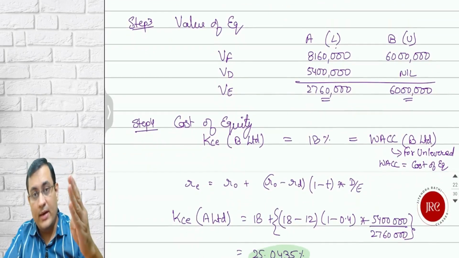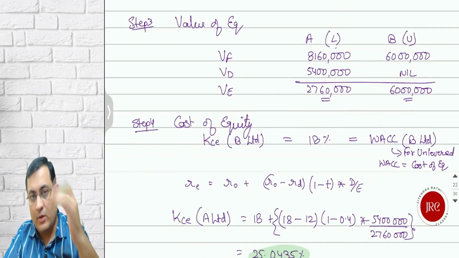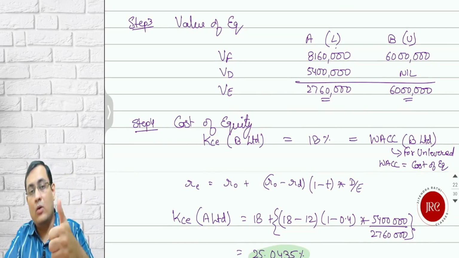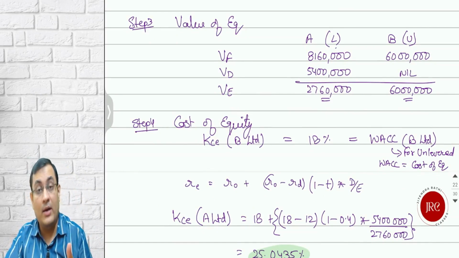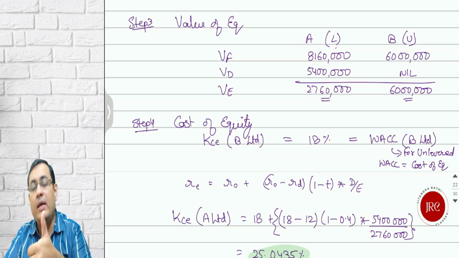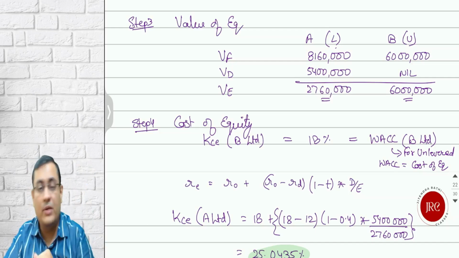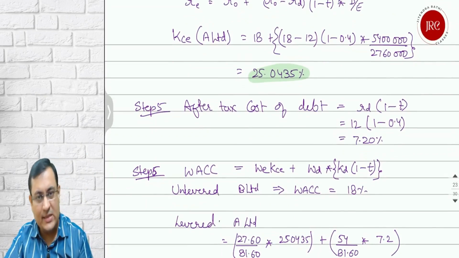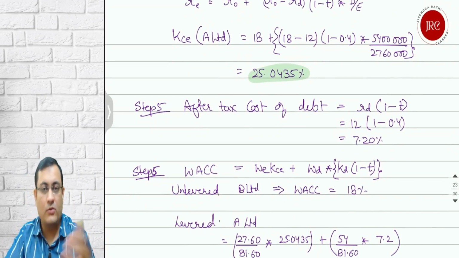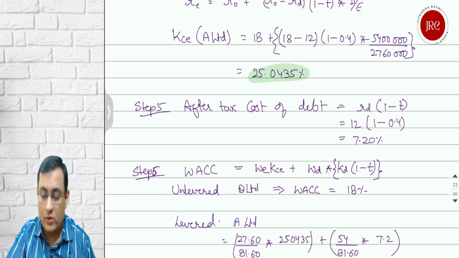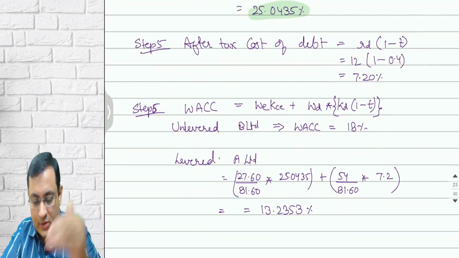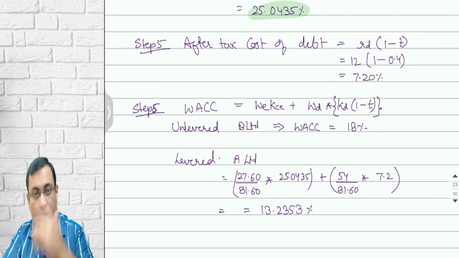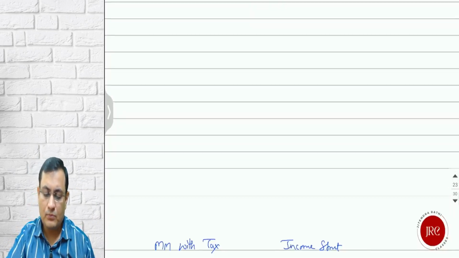Fourth step, calculate the cost of equity. The formula is RE equals RO, that is WACC of unlevered, plus RO minus RD multiplied by 1 minus T in case of with taxes, and this 1 minus T will not be there in case of without taxes, multiplied by D into T. So this way we have calculated the cost of equity, then calculate the cost of debt, which is equal to your 10% or 12% in this example, and then calculate WACC, and WACC is going down from 18%, it is moving to 13.23. So this is all we have done.